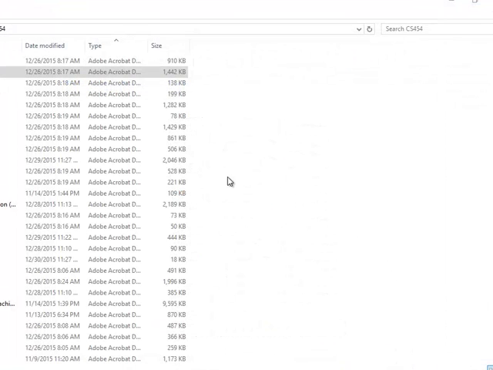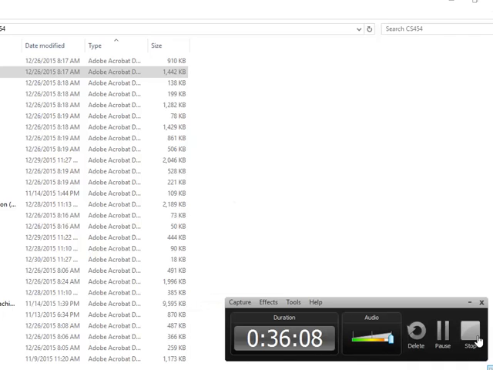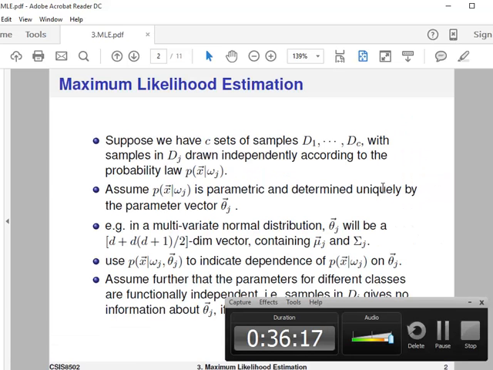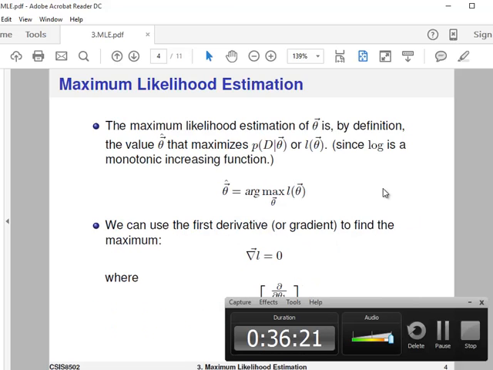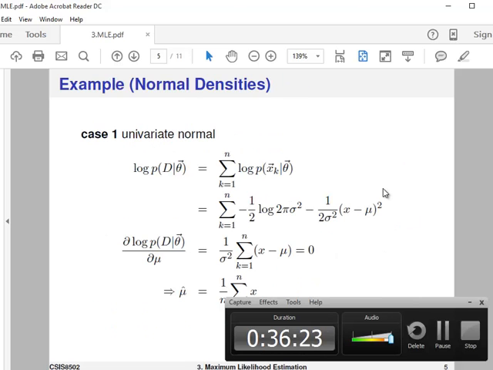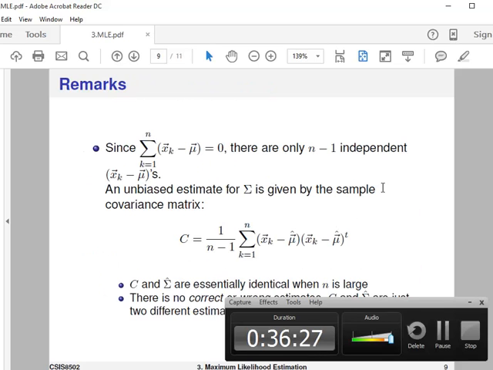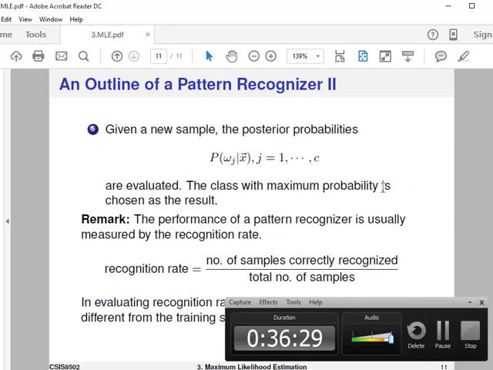So this is all about today's lecture. Thank you, and we will be discussing it in the next class. I'll just give you an overview: we'll be discussing what is maximum likelihood estimation. In maximum likelihood estimation we'll be finding out different variates, and we'll be calculating different recognizers. Thank you.